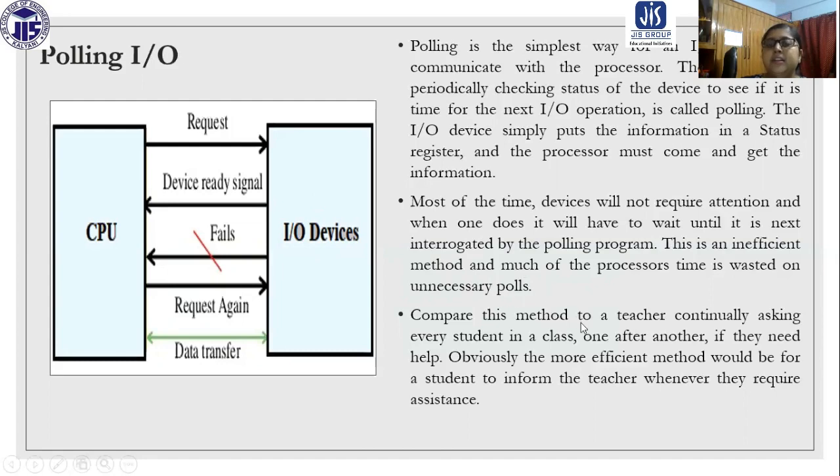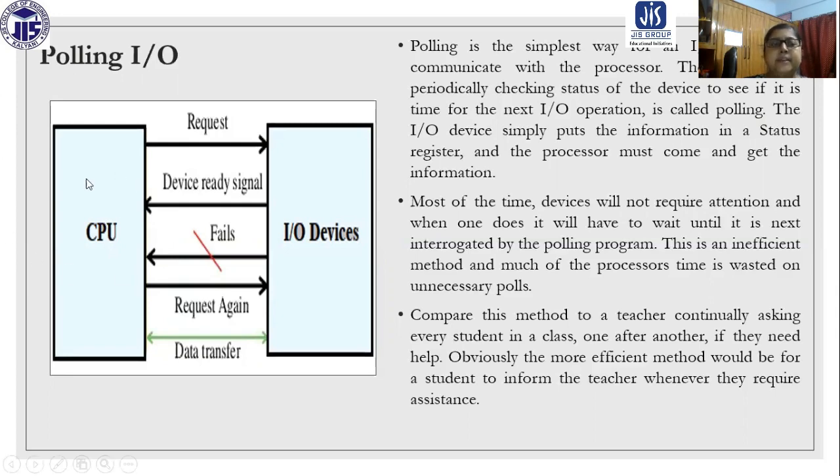So compare this method with a teacher continually asking every student in a class. As an example, a teacher continuously asks every student in the class, one after another, whether they need help. One by one the teacher is asking. Obviously it is an inefficient way. And the most efficient way is what? If the student informs the teacher whenever they require any assistance.